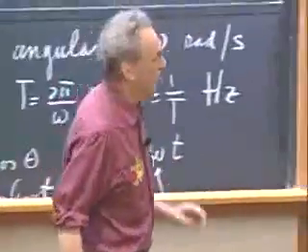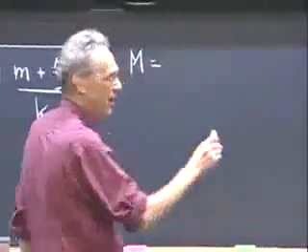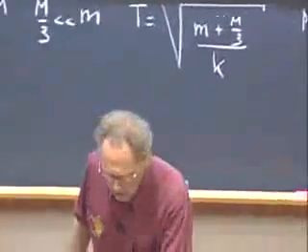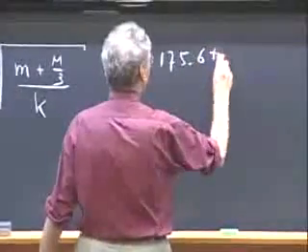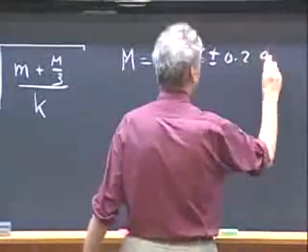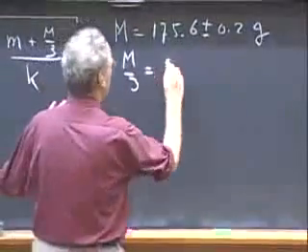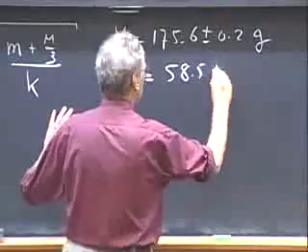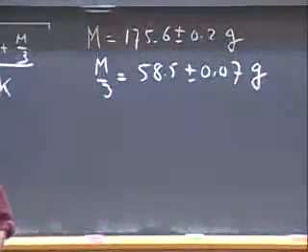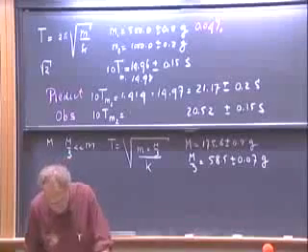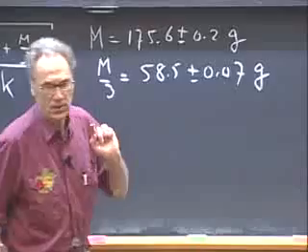So we can bring this to a test now. In other words, the mass of the spring, we have weighed that, in our case is 175.6 plus or minus 0.2 grams. And so M divided by 3 is 58.5 plus or minus 0.07 grams. That's a very small error, by the way. It's a 0.1% error.